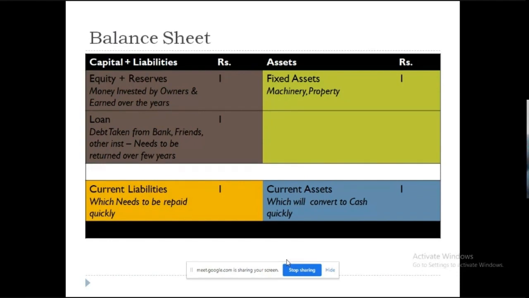Whatever profit you make in your business belongs to the owner. So that will show in that first left-hand side box, which is reserves, because that eventually belongs to the owner of the company. Okay, so that's equity and reserves.